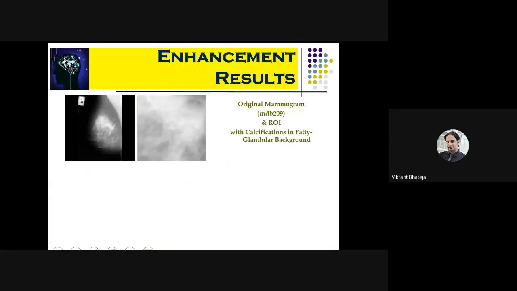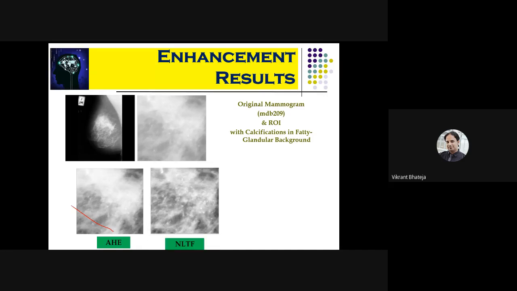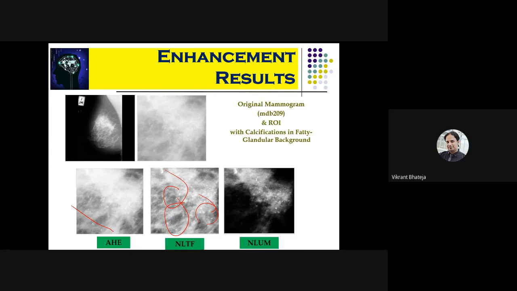So if you see that this is a particular image where the calcifications are present. If you see the response of adaptive histogram equalization, the calcifications are not clearly visible. If we apply only the non-linear function, which we have done previously, calcifications are visible, but still they are not very sharp. But now if you see, we have used this non-linear function in the unsharp masking, a very sharp image has come where these dots are now very clearly visible.